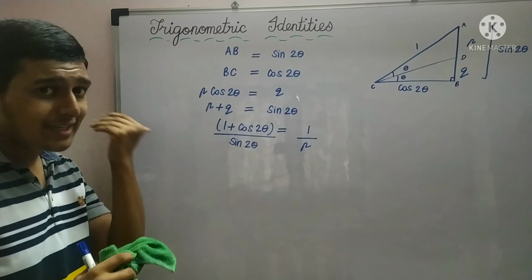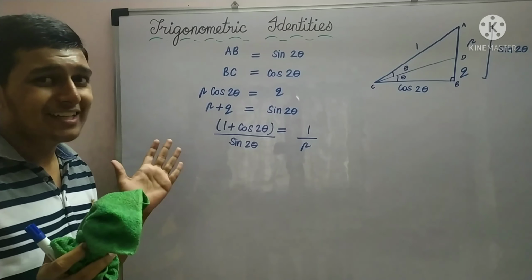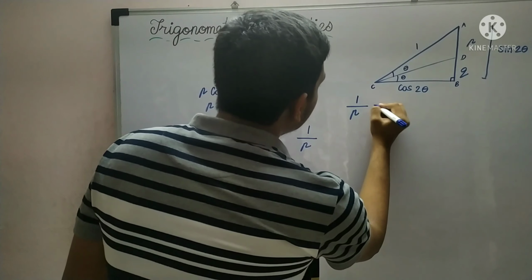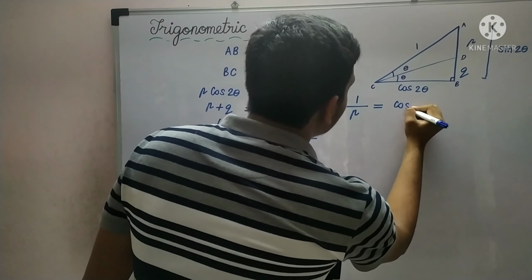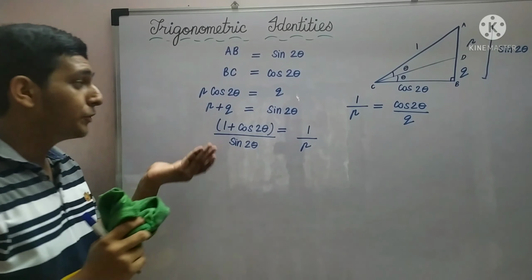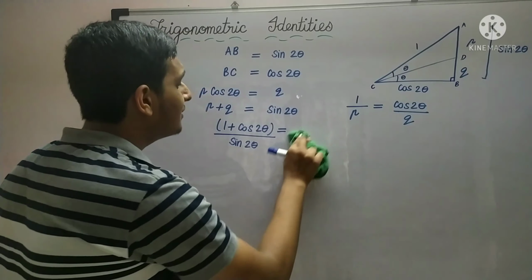Using the first relation, if we just play around with it by rearranging the terms, you can deduce that 1 over P is cos 2 theta upon Q. Then 1 plus cos 2 theta by sin 2 theta is the same as cos 2 theta over Q.